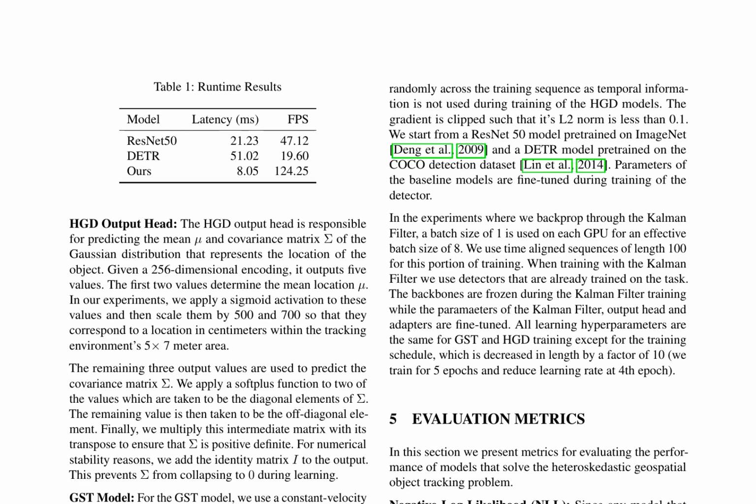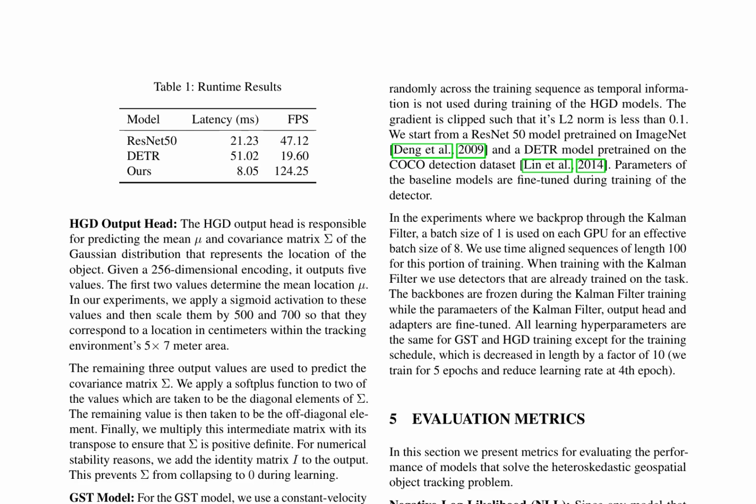Here is a combined summary of pages 5 and 6 of the research paper. The authors propose a heteroskedastic geospatial object tracking (HGD) model that predicts the mean and covariance matrix of a Gaussian distribution representing the location of an object. The HGD output head takes a 256-dimensional encoding and outputs 5 values, with the first 2 values determining the mean location and the remaining 3 values predicting the covariance matrix.